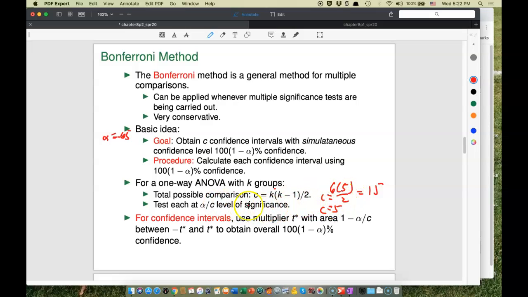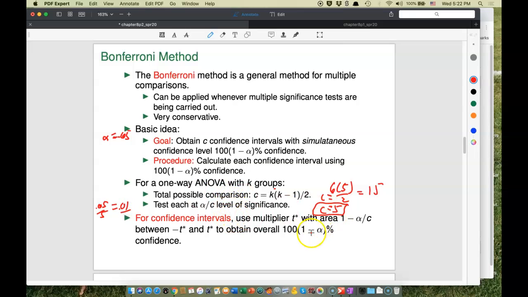So, but if it were less stringent, then we'd be using 5, and we'd be taking 0.05 divided by 0.01. So let's take this case where we actually just want to do 5 different comparisons. Then we could say let alpha equal 0.05, and then we would test each one at the 0.05 over 5, which is a 0.01 level of significance.